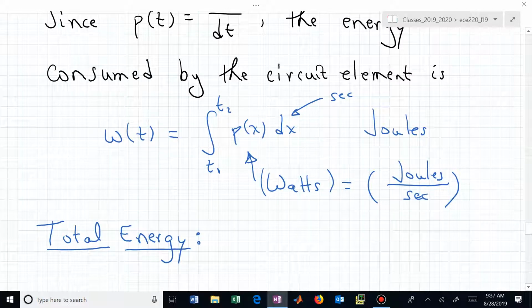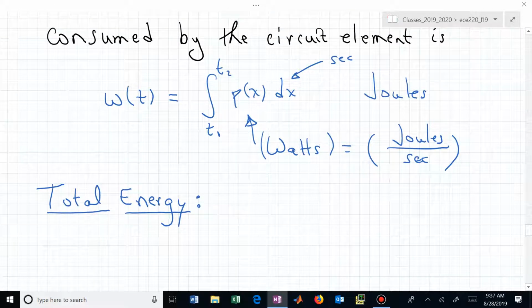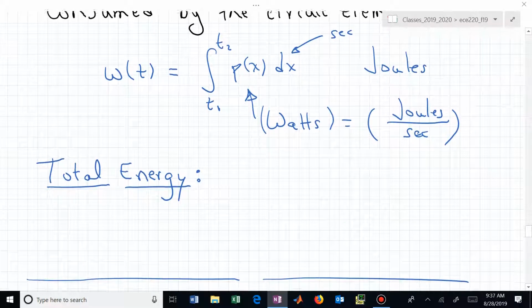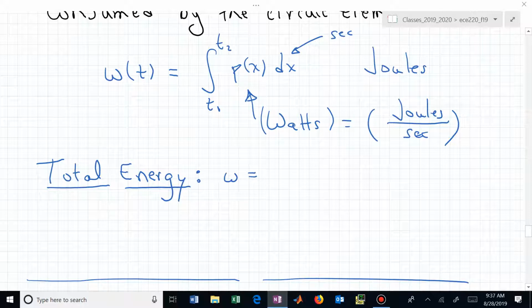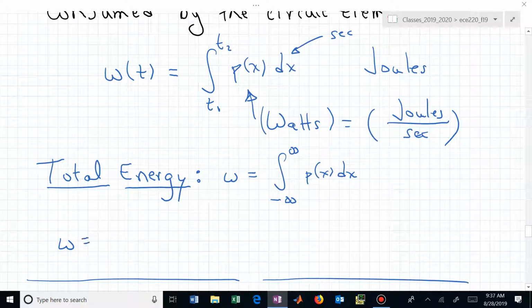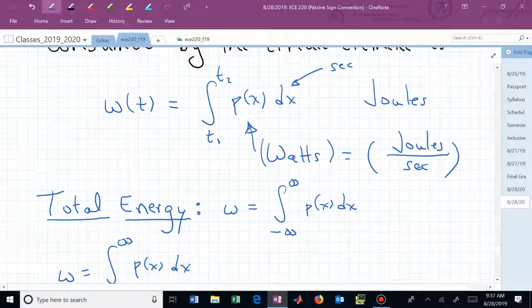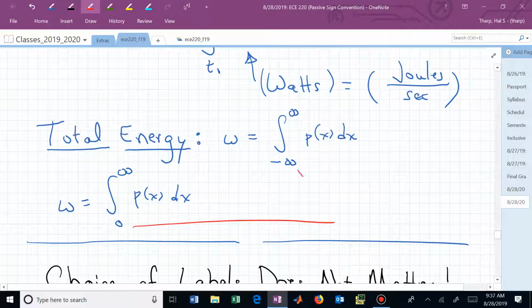Our total energy formula might look different depending on how somebody is drawing the time axis, or what you're considering to be the time axis. You might see a total energy formula written as W of T is the integral from minus infinity to infinity of P of x dx. Or you might see W equals the integral from 0 to infinity of P of x dx. Which of these lower limits applies is really going to depend on the problem statement or the problem that you're working on.